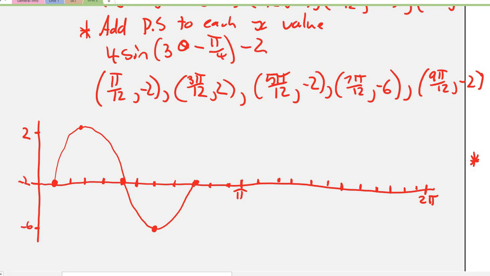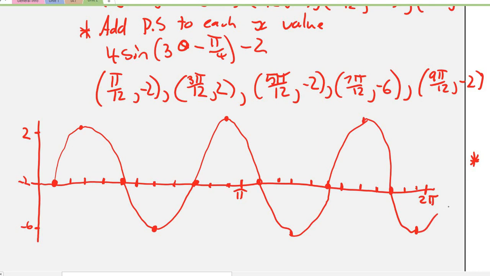So we'll go across 2 up to a peak, across 2 to a midpoint, across 2 to a trough, across 2 to a midpoint, across 2 to a peak, across 2 to a midpoint, across 2 to a trough. And it doesn't quite make it back up to the midpoint before you get to 2 pi. We do have to bring it back as well to 0.